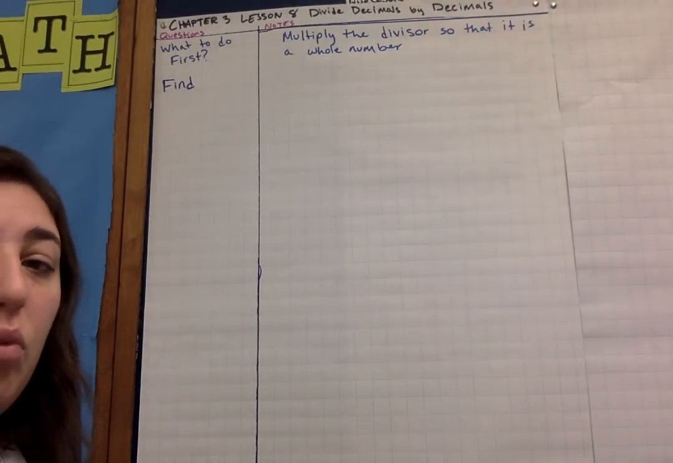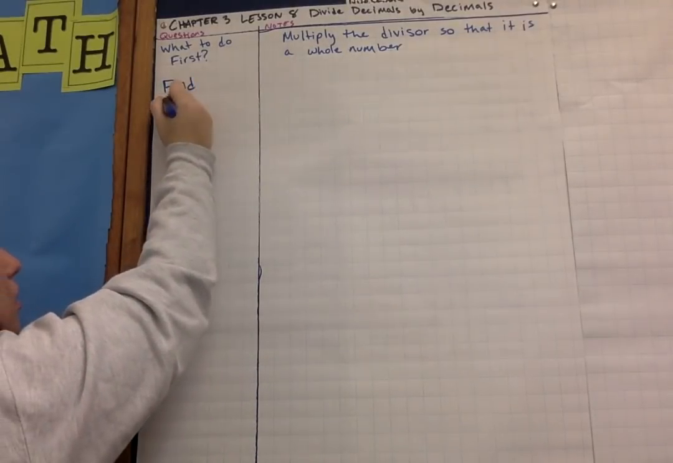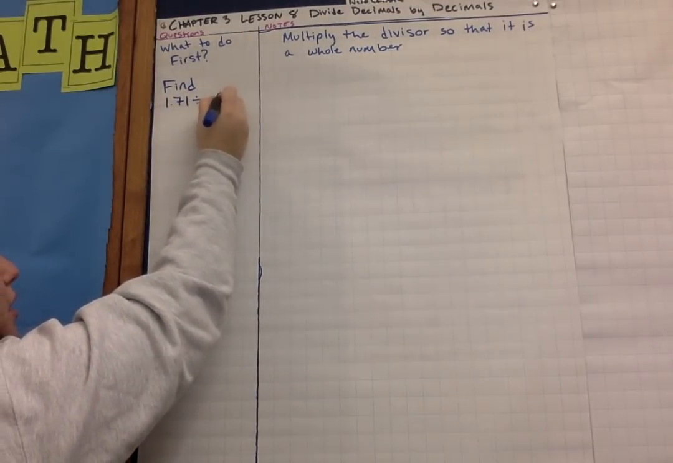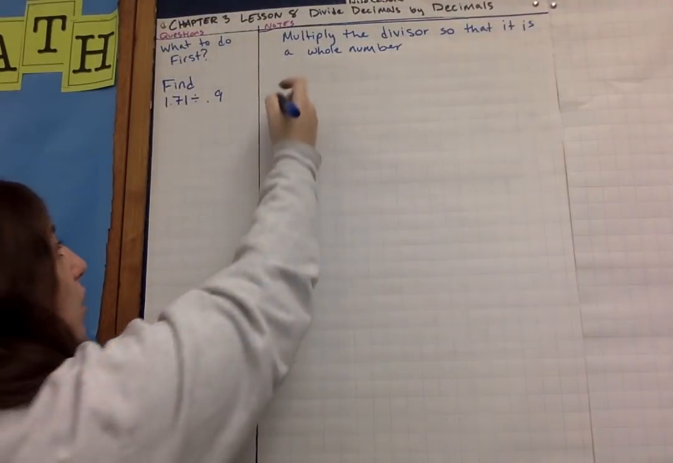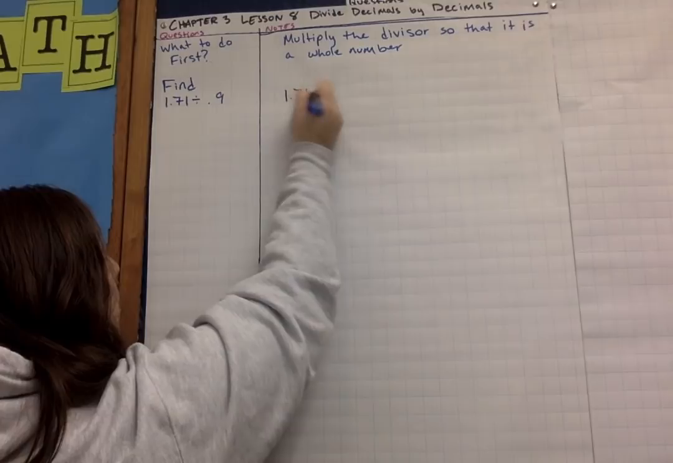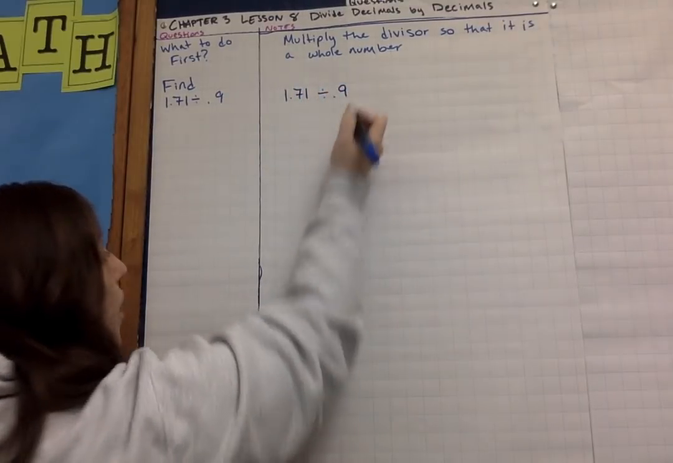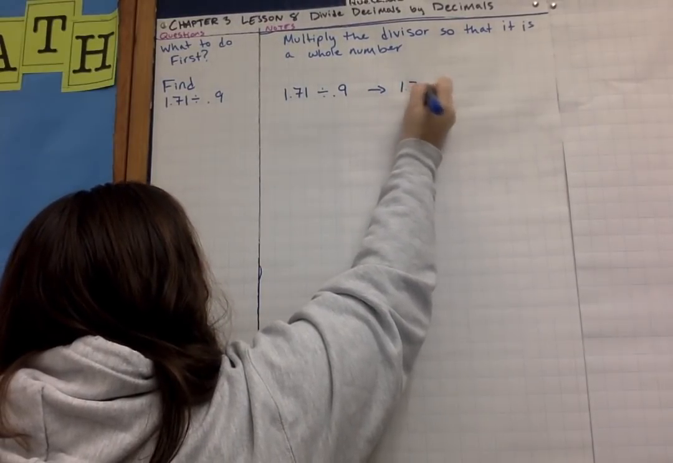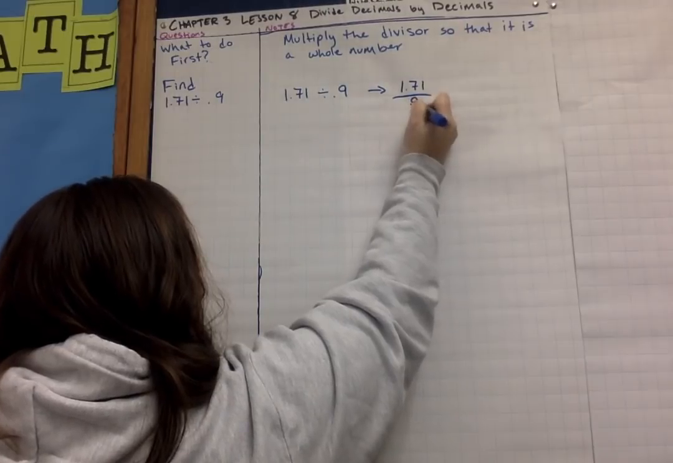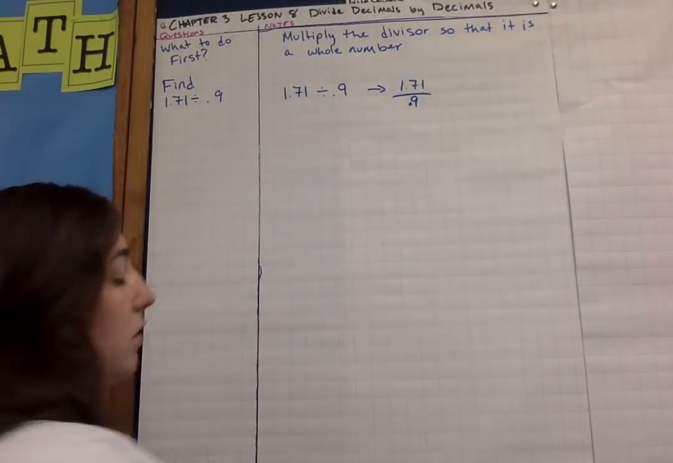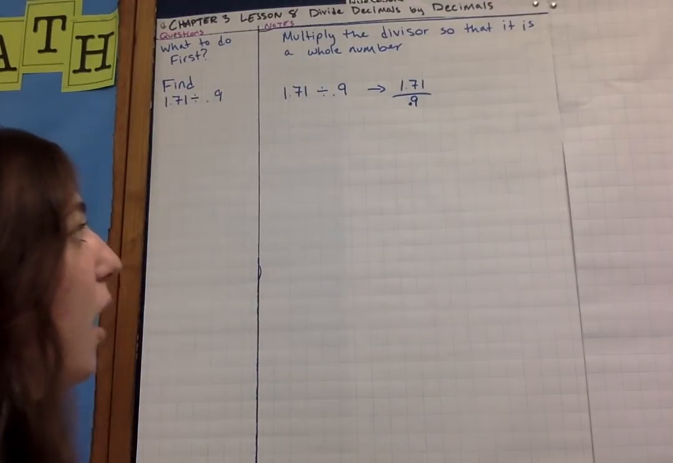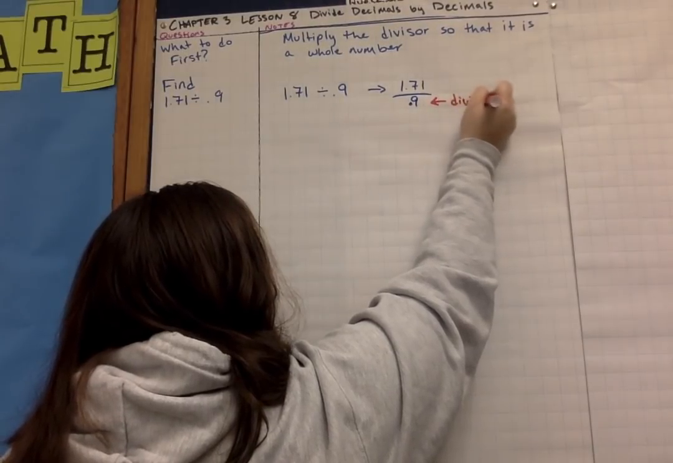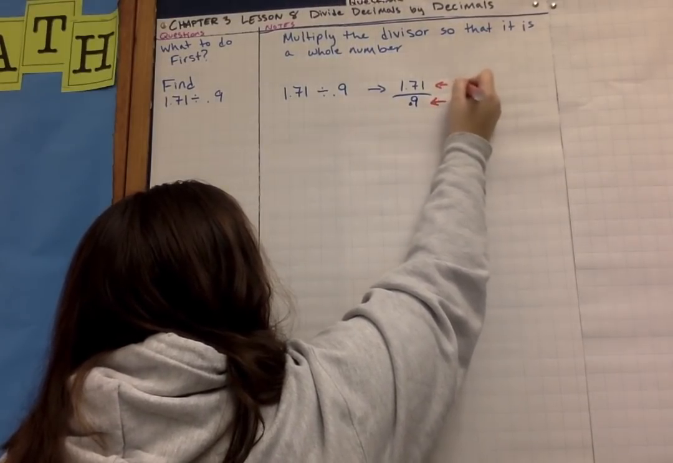So our first example will be to find 1.71 divided by 0.9. Okay, so let's write that over here. 1.71 divided by 0.9. And I'm going to change how this looks. So it can also look like 1.71 over 0.9. In this problem, this is going to be my divisor, and this is the dividend.